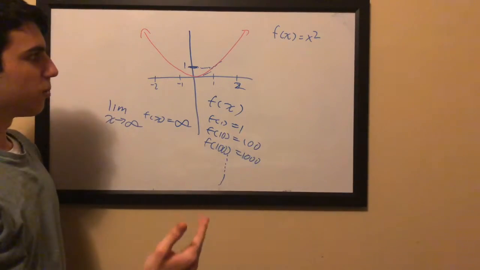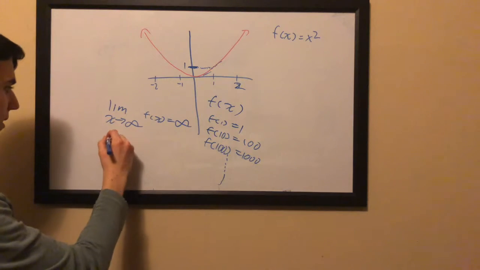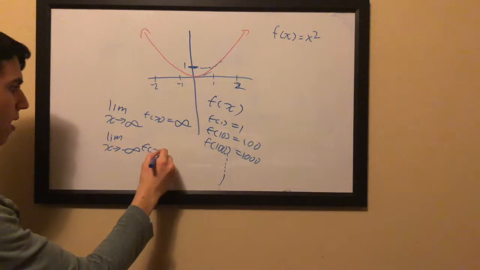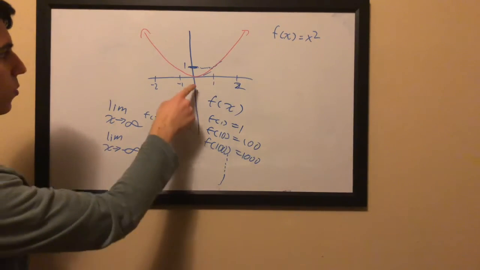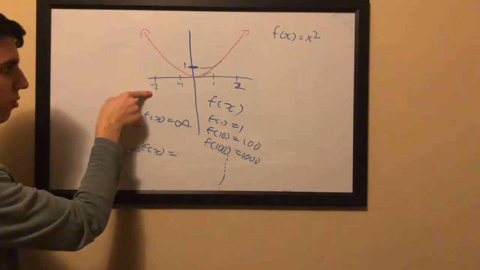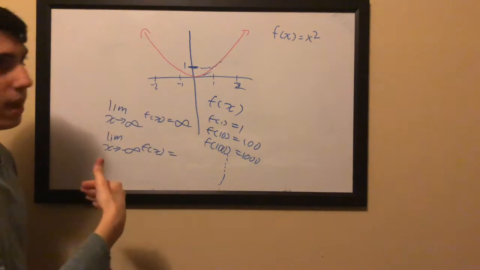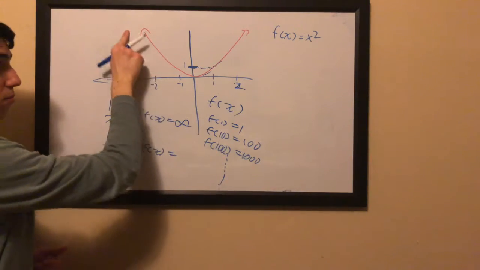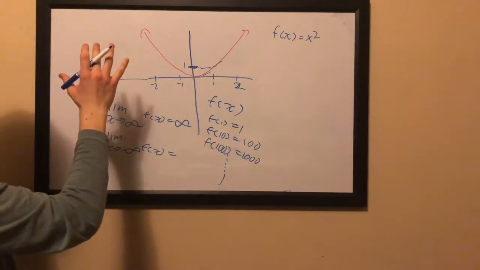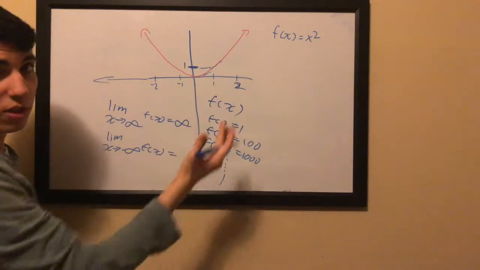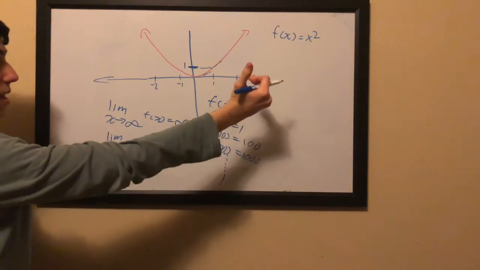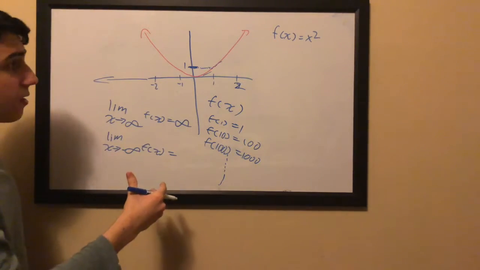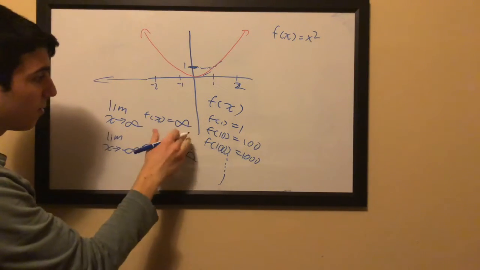Now what about if x was approaching negative infinity? Let me write that right there. The limit as x approaches negative infinity of f of x. Well, let's look here. As the x values get more and more negative, more and more to the left, the outputs are going to get more and more positive. They're going to get greater and greater, because remember, it's just a reflection of what's on the right side. So as we get closer to negative infinity, the limit of f of x is going to equal infinity, just the same as these two.